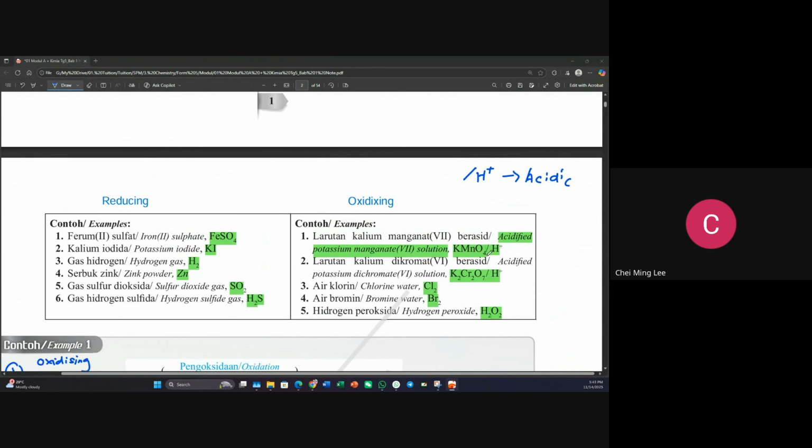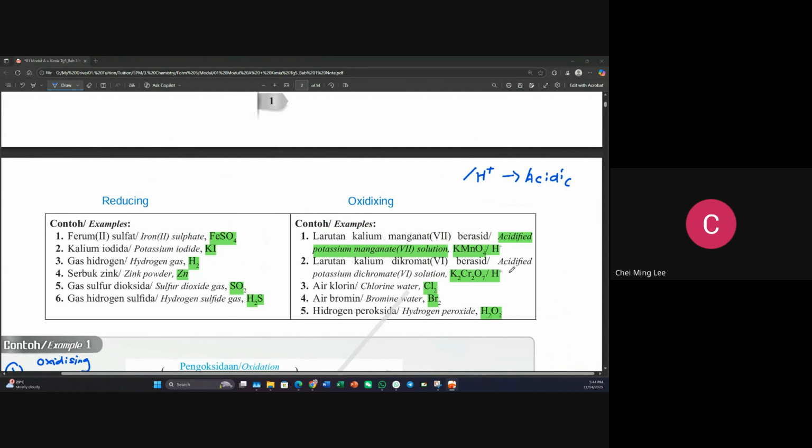What does the slash mean? It means acidified: we put this potassium manganate 7 solution together with an acid, any acid will do, and that is called acidify. This is why in the chemical formula you need the slash. Slash means mixed together with. And then we have potassium dichromate 7 solution, of course acidified as well.